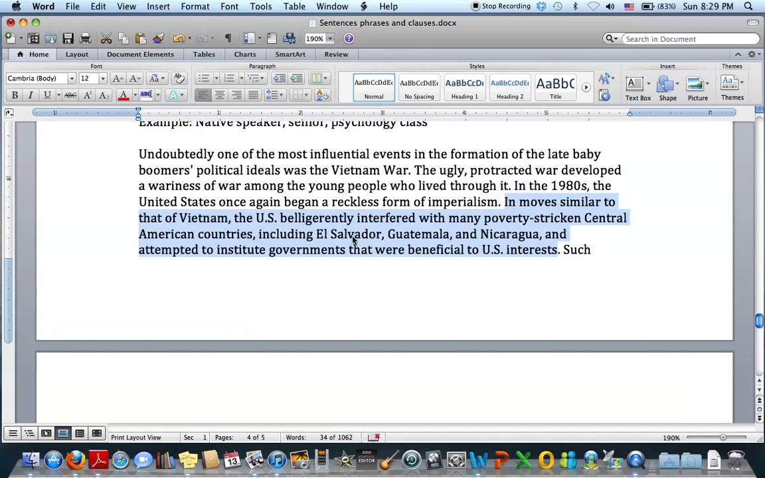And now we get including El Salvador, Guatemala, and Nicaragua, another adverb phrase, and attempted to institute governments that were beneficial to U.S. interests. Wow, very tricky. But if you look at it, even though we've got this and right here, and attempted to institute government, well, who's the subject of this verb? Attempted and attempted. Guess what? The subject is the U.S. So if we look at this, we have the U.S.